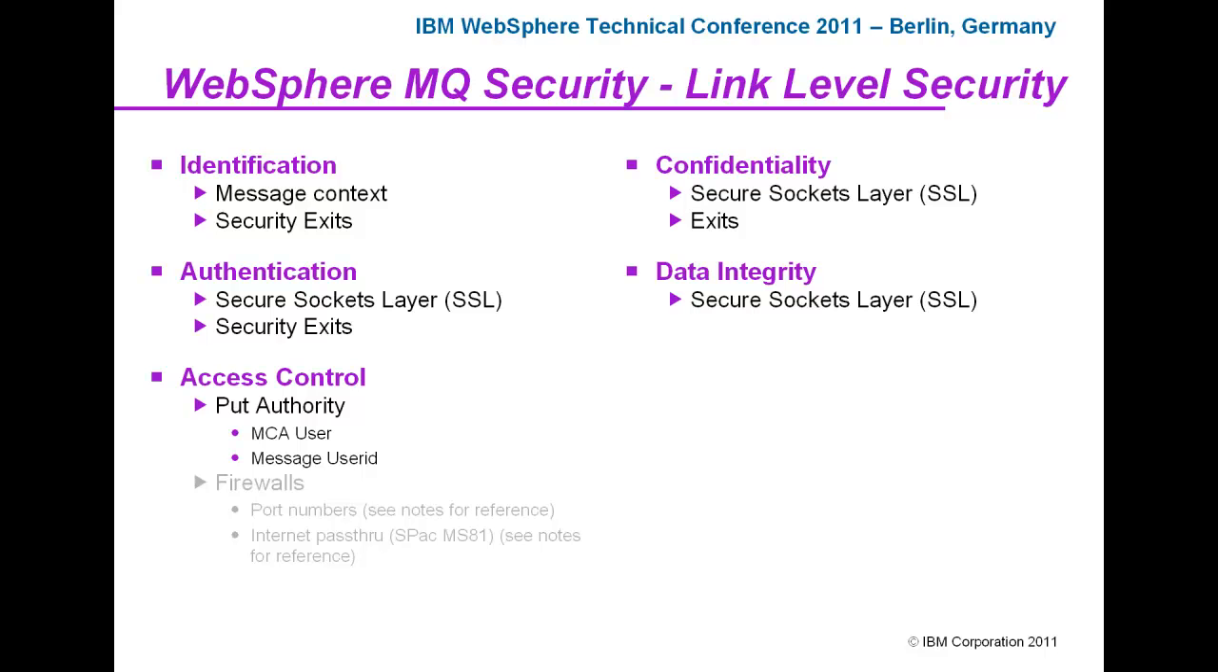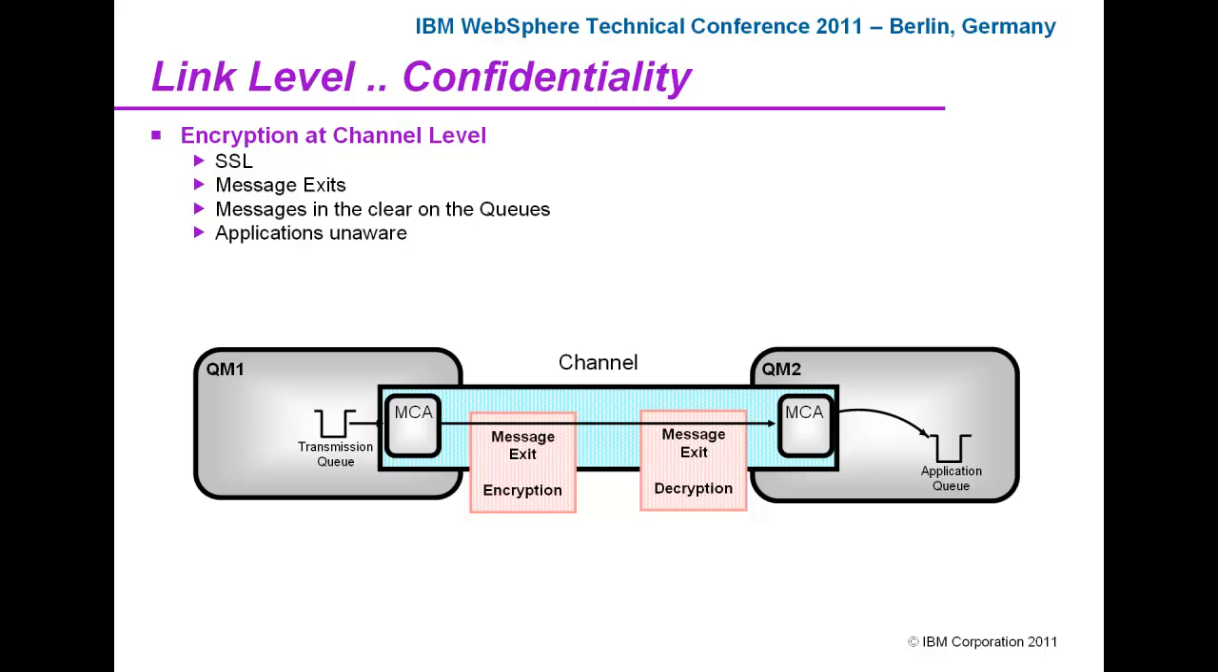Okay, so confidentiality: secure sockets layer also applies to these services as well. You get encryption across your channel. You've chosen a cipherspec. That cipherspec gives you your encryption algorithm and your data integrity function. So secure sockets layer gives you both confidentiality and data integrity as well as authentication.